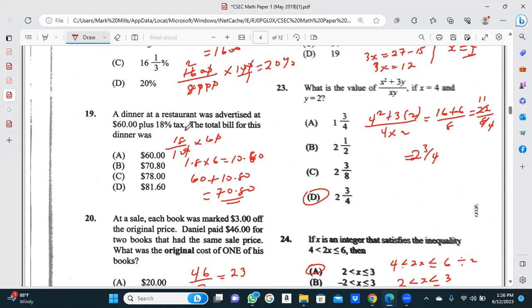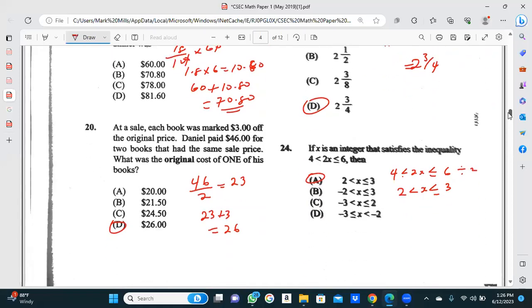19, right? We find 18 over 100 times 60, you work it out. So you get 1.8 times 6, which gives $10.80. You say 60 plus $10.80 gives me 70.80. For 20, what we do at 20 now, we divide the 46 by 2, get 23. Then add 3 to it and get $26 for number 20.